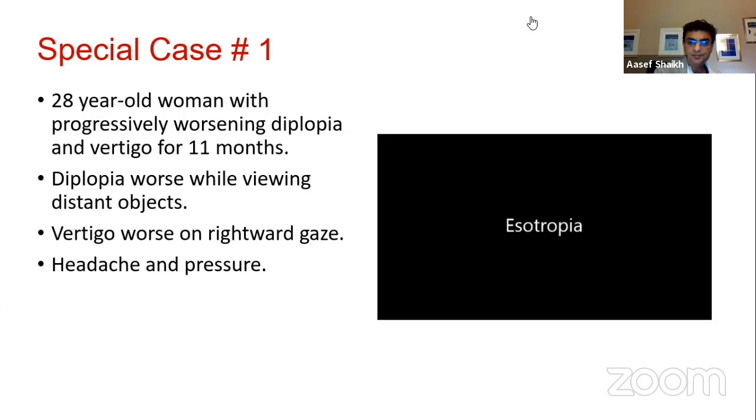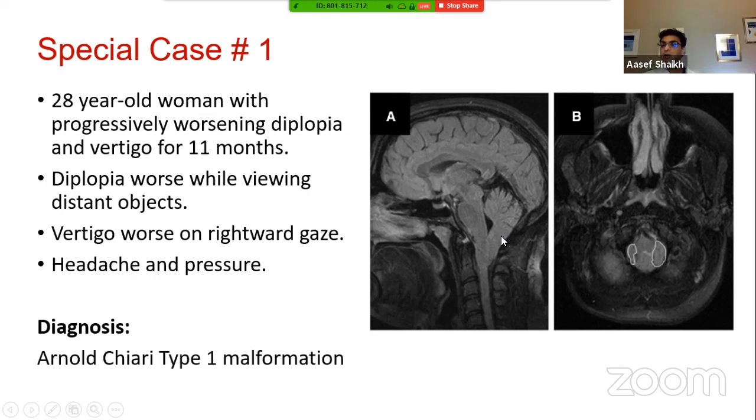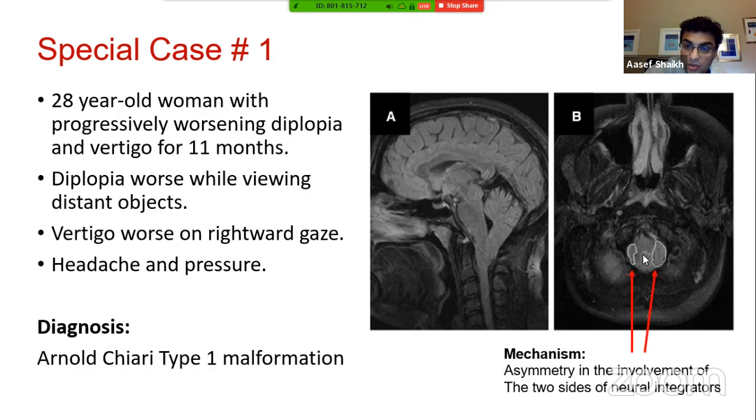Anybody with the diagnosis? This was her MRI. So she had a Chiari malformation, type 1. And the mechanism for her shifted null was because she had asymmetry. So you can see that there was asymmetric involvement of the two sides of the brainstem. Her Chiari malformation was coming down and touching the brainstem and affecting the brainstem unequally on two sides. And since it was affecting the two sides unequally, her null was shifted to one side. It's like a push-pull mechanism. So her push-pull was uneven and it was shifted to one side.